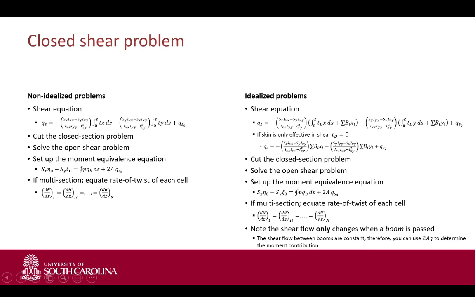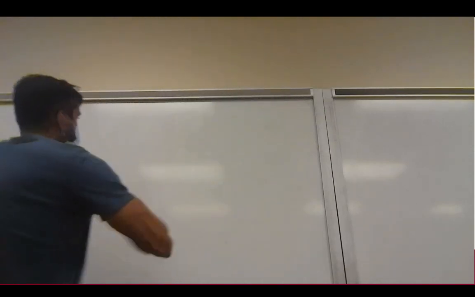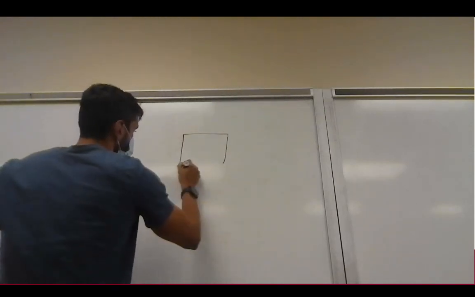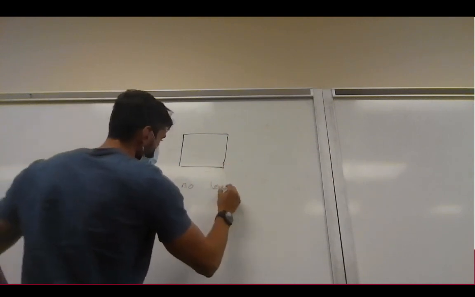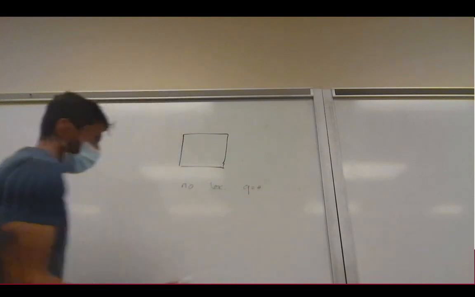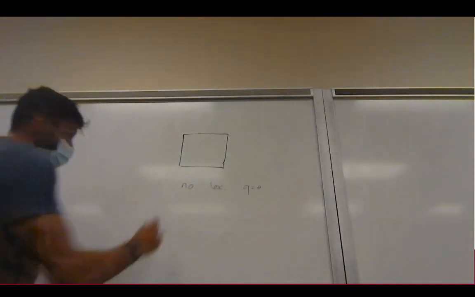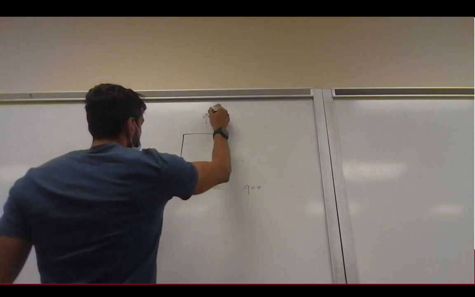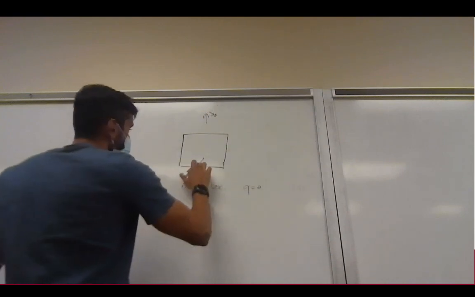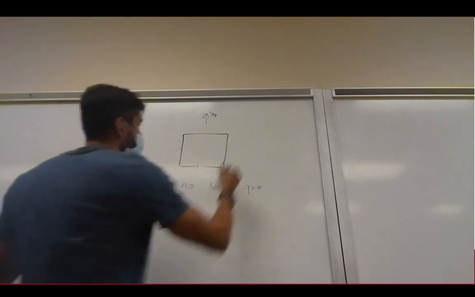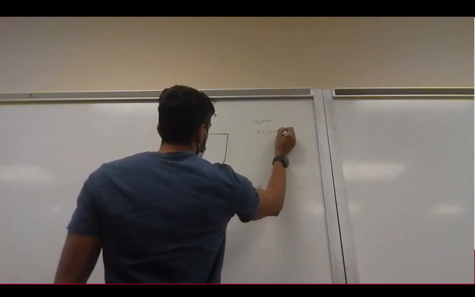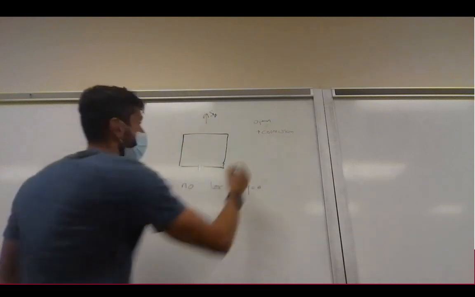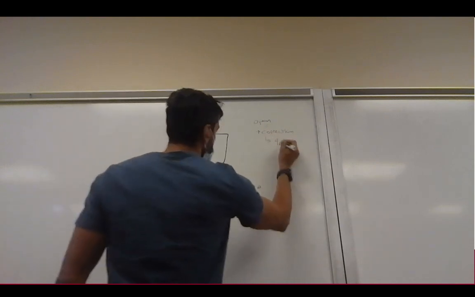So what is this? Let's go again to the whiteboard. We have a closed section, so we have no location where q is equal to 0. We have no good start location. So what we do is we make a cut and we say this is equal to an open section plus a correction. And that correction is a constant shear flow qs0.